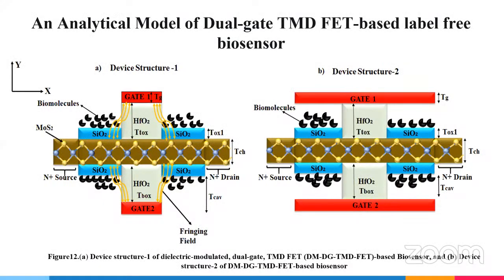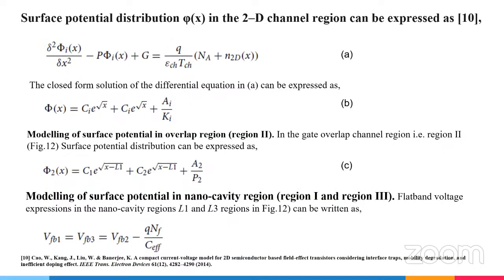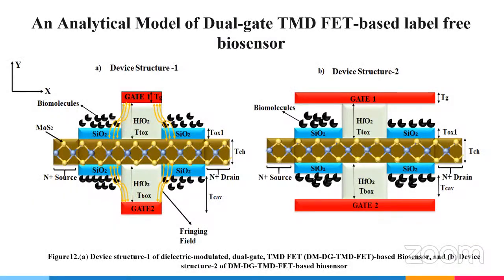Since there is a cavity, the channel region can be divided into three parts: the channel region under the cavity, the channel region where there is no cavity, and the channel region where there is again a cavity. So it is three regions, and we have to find the surface potential profile in all three regions. We have used this particular equation, and the closed form solution of this differential equation is mentioned in equation B. So these are the two basic equations that we have used. Again, this is the modeling of surface potential in the overlap regions. The overlap regions that we have mentioned here are region 2 and region 3.